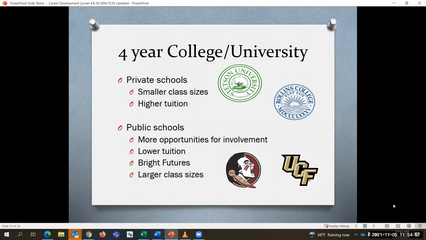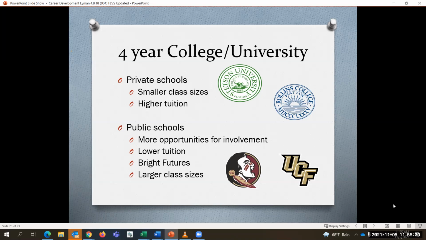Public schools typically offer more opportunities for involvement, lower tuition, and usually do have larger class sizes, although that can vary. So it also goes back to your personality type, right? For me, I knew I wanted to go to a smaller college. That was one of the reasons why the private college was of interest to me.